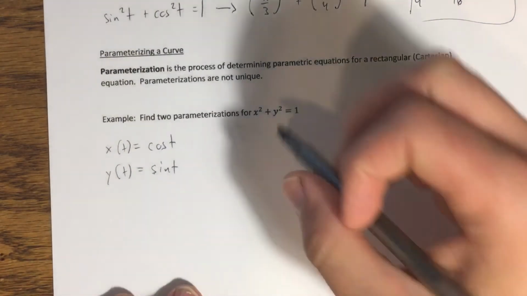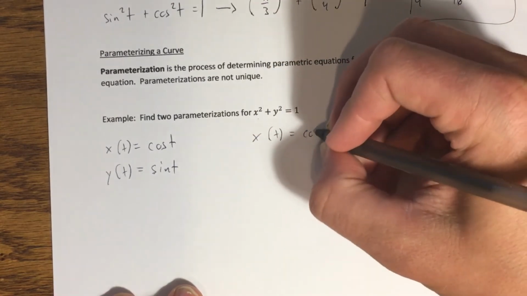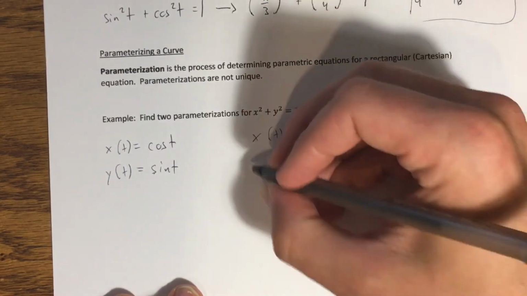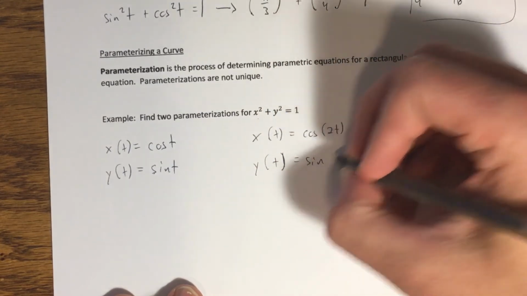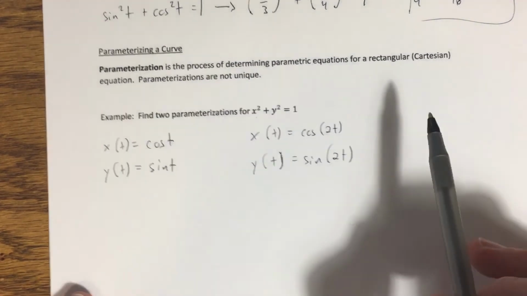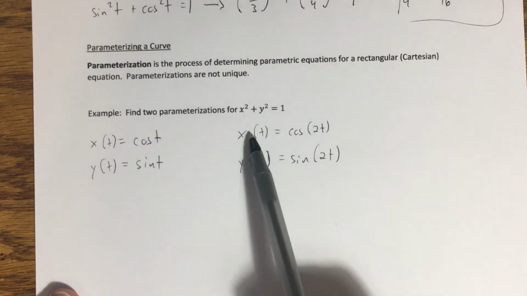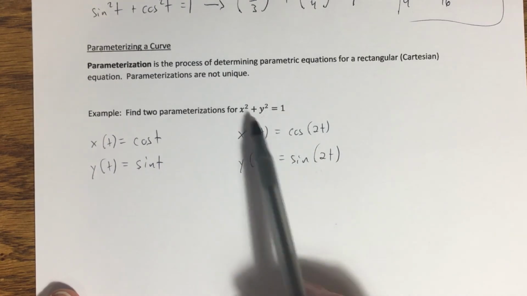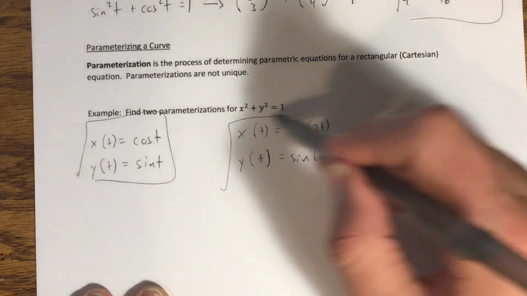What I am going to try is this. X of t equals cosine of 2t. Y of t equals sine of 2t. This would also work as a parametrization. And the way that we check is we substitute, like we did here, these two expressions in for this first expression here. These are my answers. I'm going to show the check here.